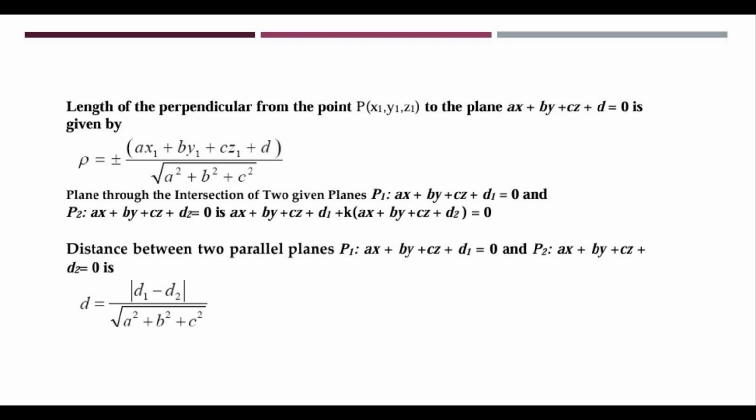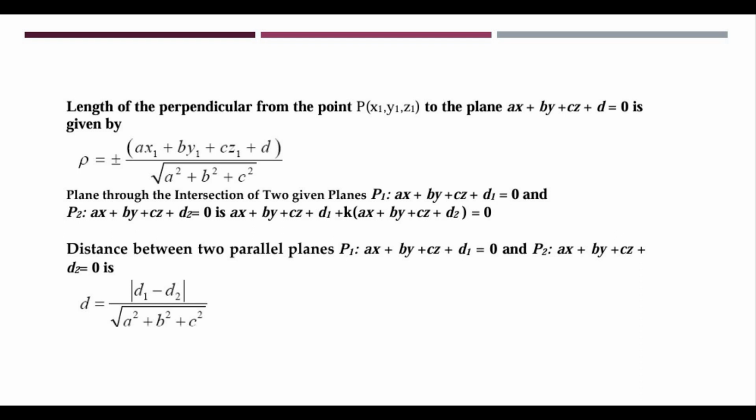Next, we see the formula for the plane through the intersection of two given planes. Here we consider plane 1, ax + by + cz + d1 = 0, and plane 2, ax + by + cz + d2 = 0. The plane is (ax + by + cz + d1) + k(ax + by + cz + d2) = 0. This is the plane through the intersection of two given planes formula.